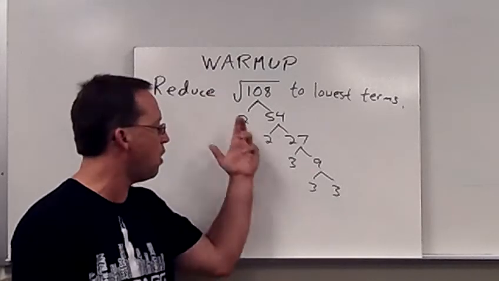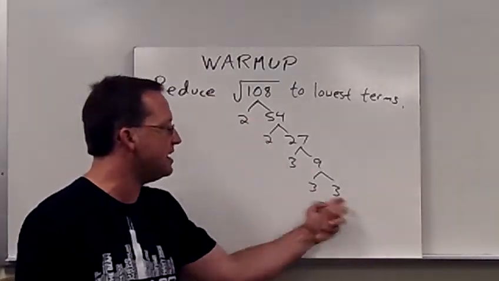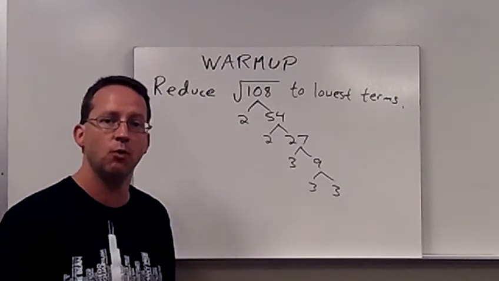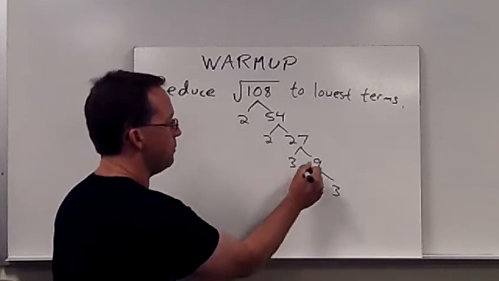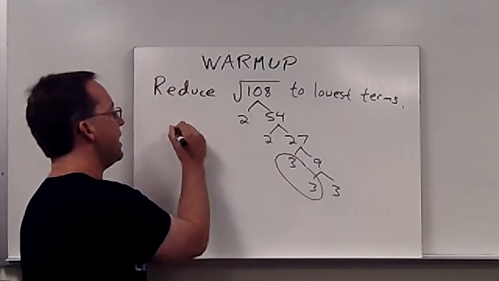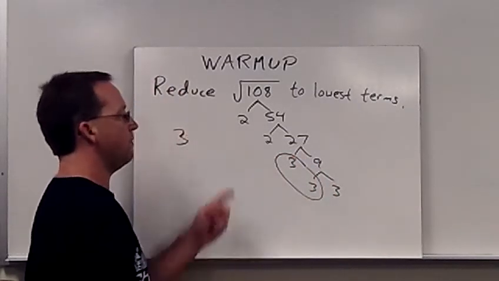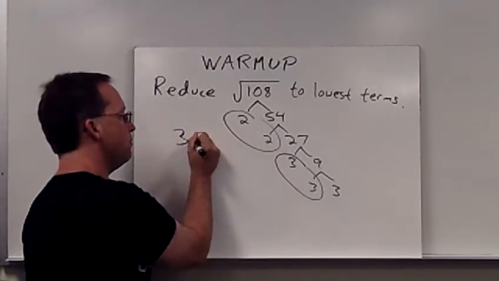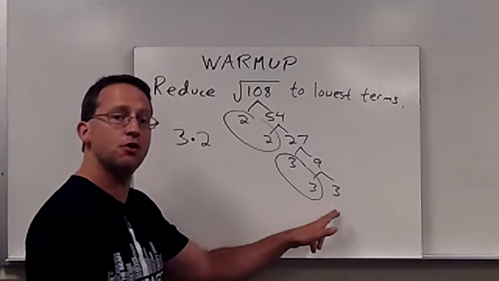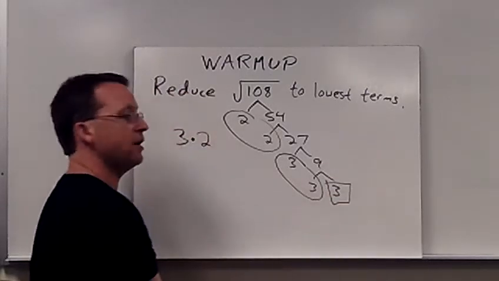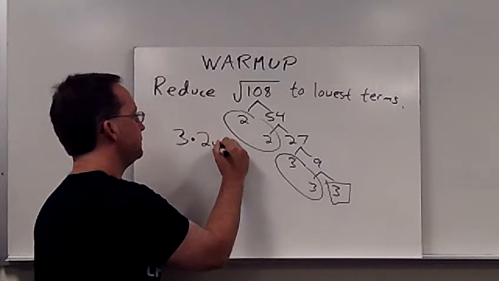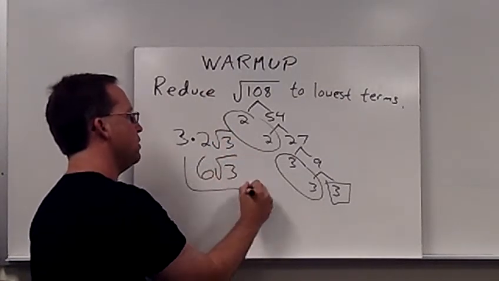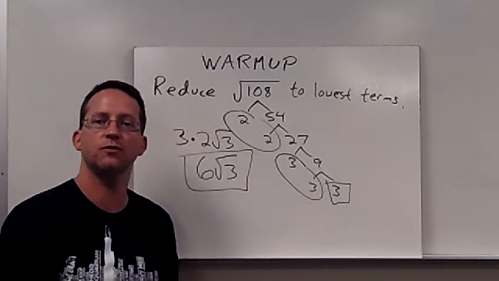Keep breaking down until all of your factors at the end of your factor tree, at the end of all the branches, are prime numbers. They can't break down anymore. Look for pairs. We have a pair of 3s. That means a 3 comes out. We have a pair of 2s. That means a 2 comes out. Those numbers will get multiplied together. We've got a leftover 3 that doesn't pair up. It stays inside the radical. So we end up with an answer of 6 radical 3, or 6 times the square root of 3.